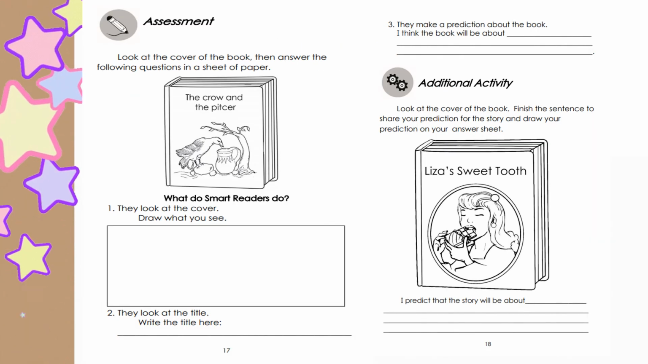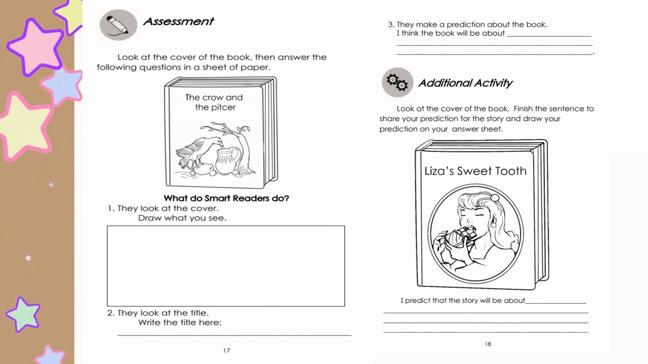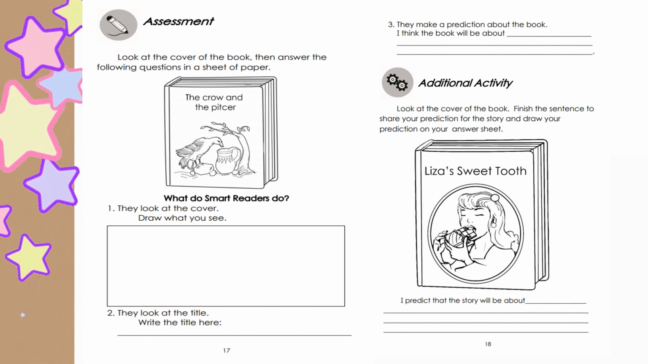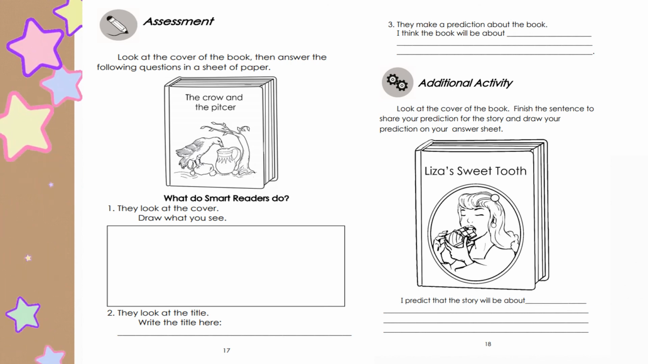For the assessment, look at the cover of the book, then answer the following questions in a sheet of paper. What do smart readers do? Number 1, they look at the cover. Draw what you see. Number 2, they look at the title. Write the title here. Number 3, they make a prediction about the book. I think the book will be about.